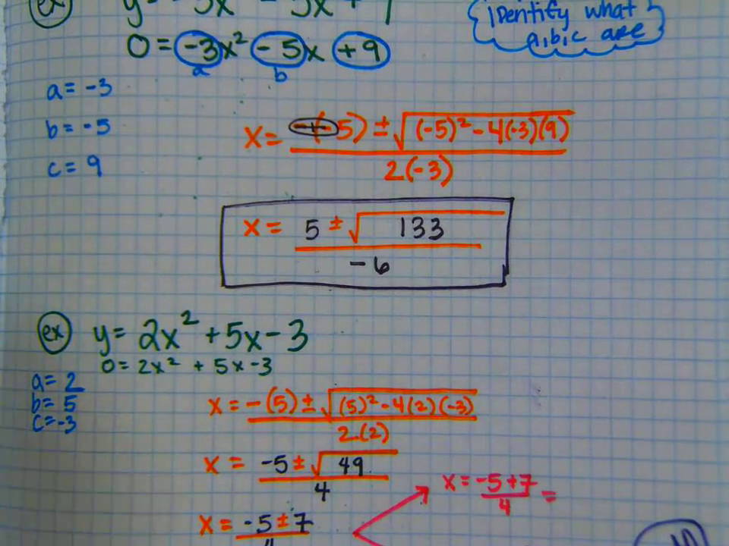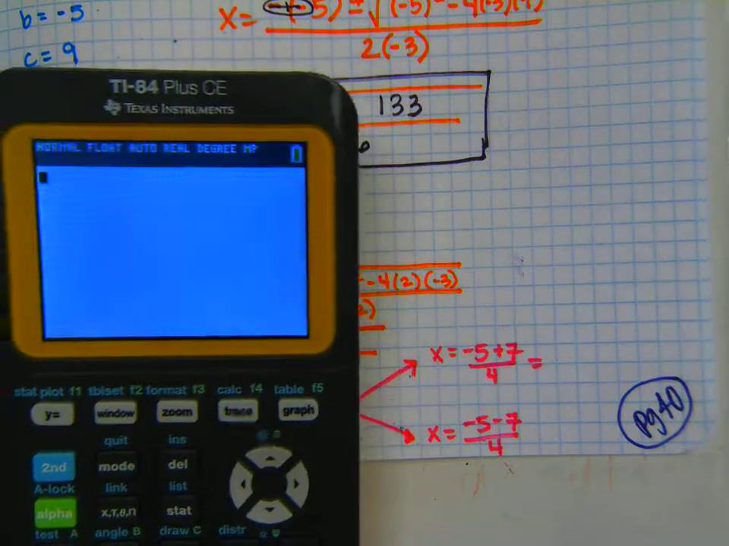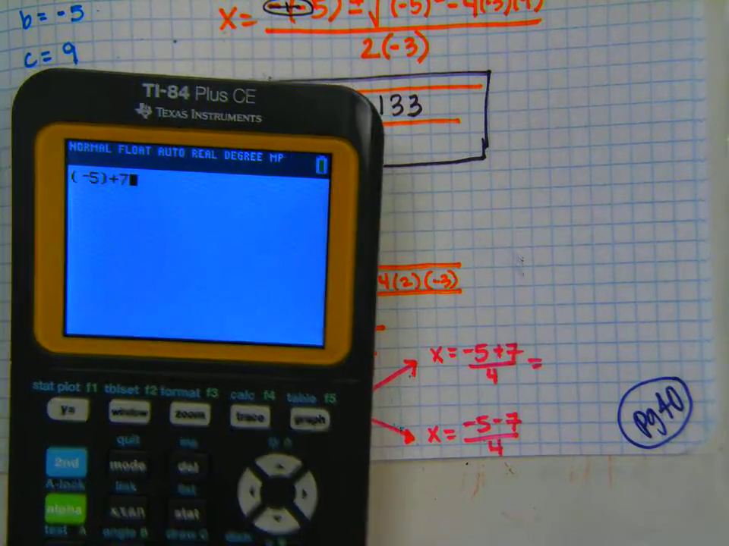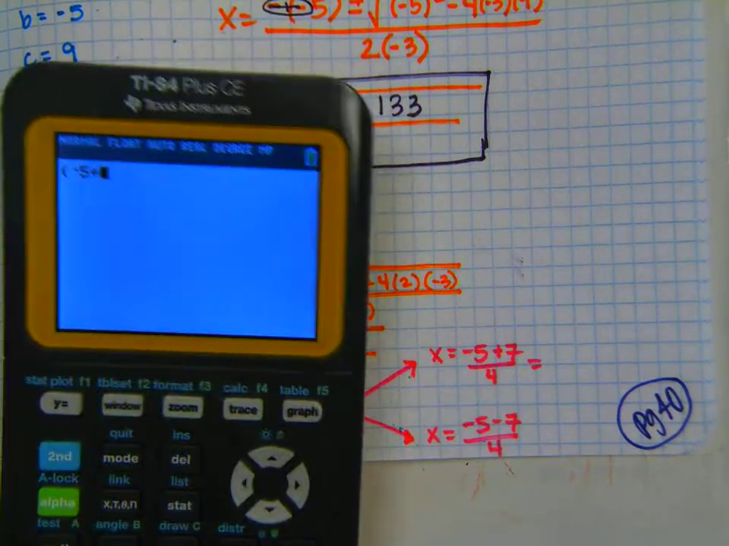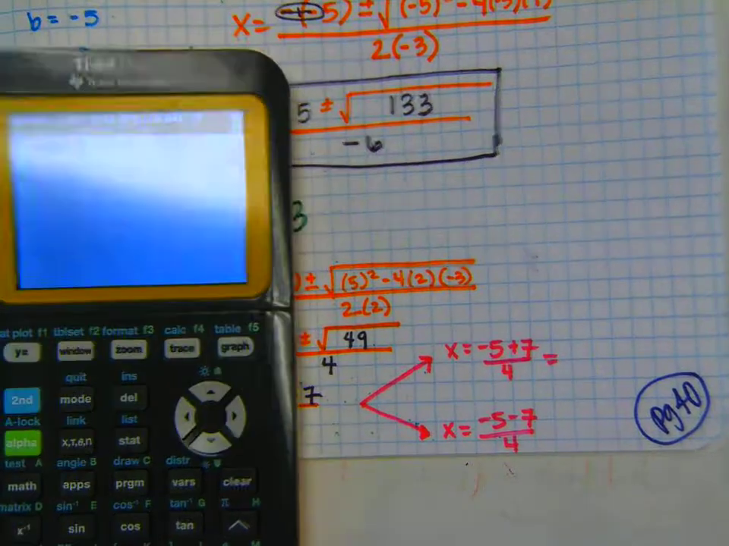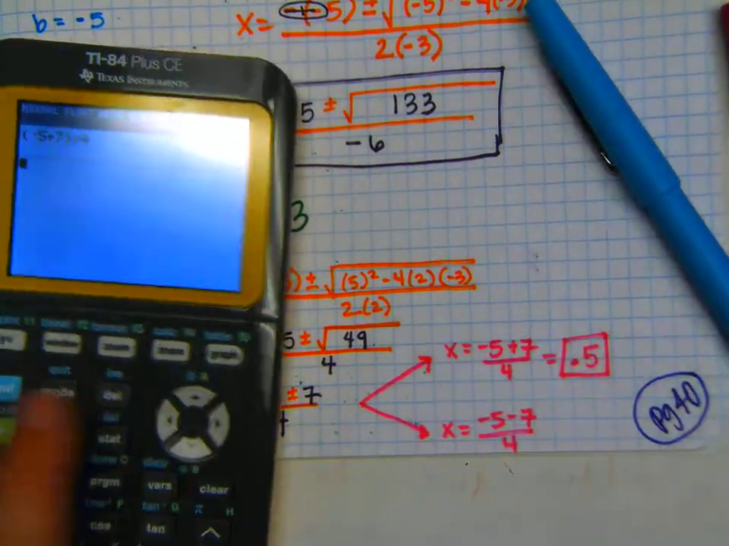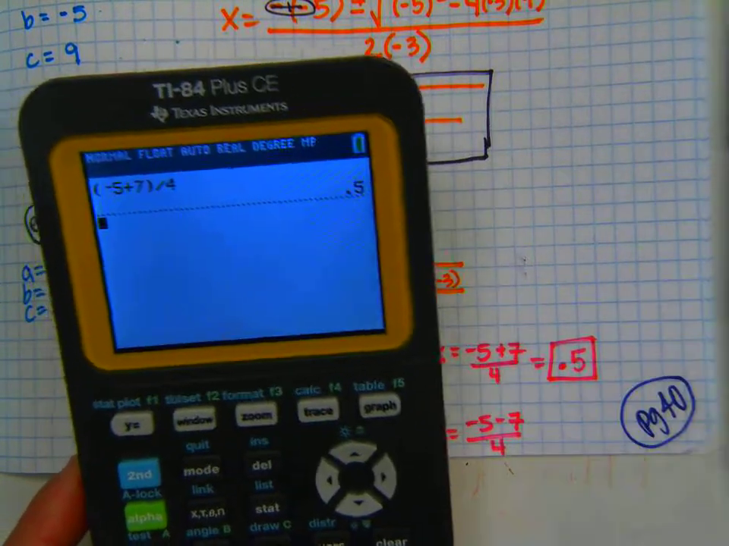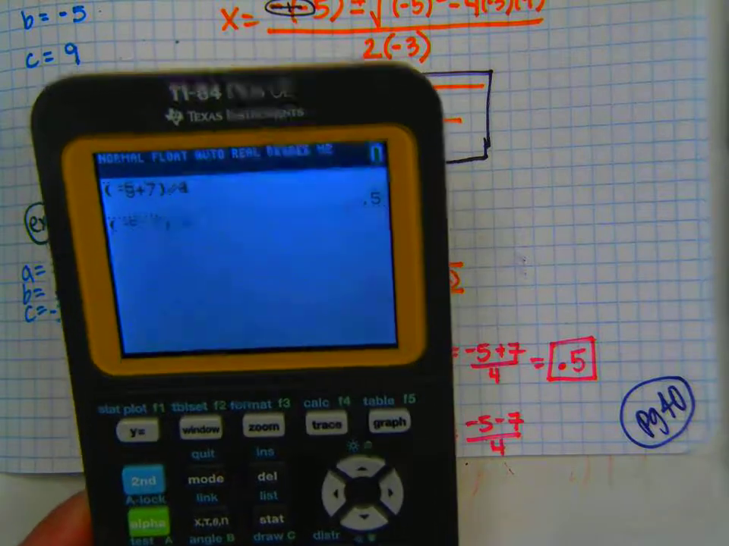And again, I'm just going to use my calculator here. We have negative 5 plus 7. Excuse me, I'm going to put that in parentheses because it's over 4. Well, we get 0.5. So that's one of my x values. And then we have negative 5 minus 7 over 4, and we get negative 3.